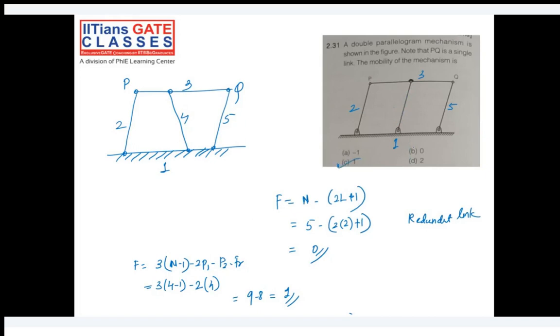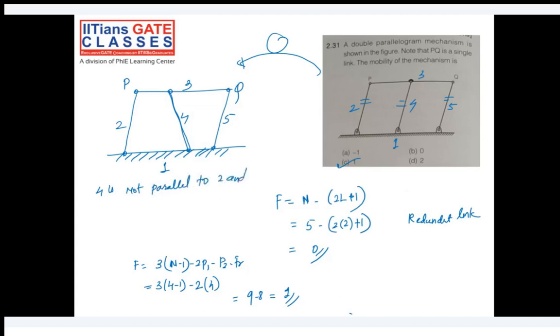Option C is correct. But look at this figure. These two are different. Here also you will say same number of links, same number of joints. But in this case, this is making a constraint. Link 4 is not parallel to link number 2 and link number 5. Link 4 is not parallel to 2 and 5.